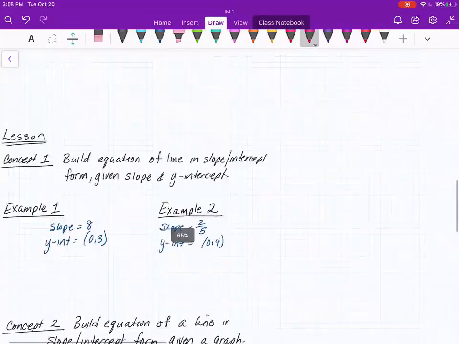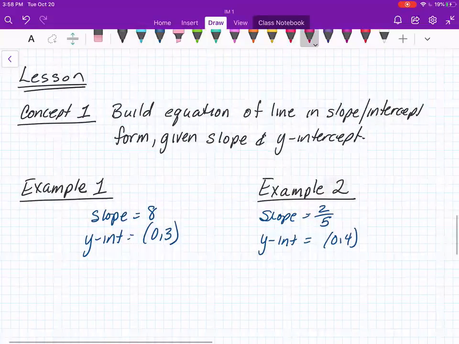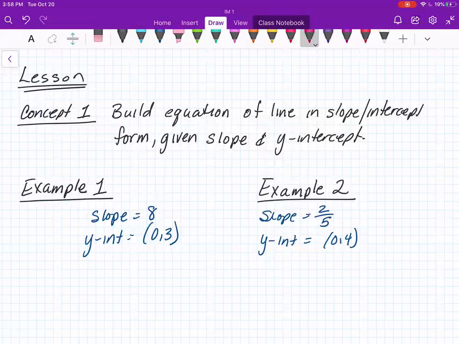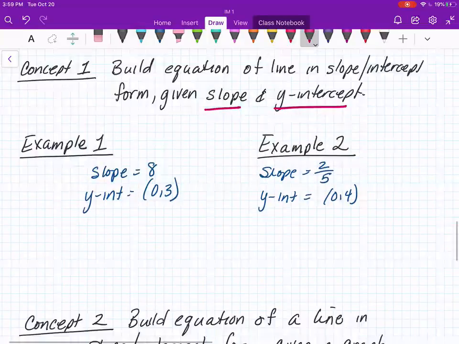So let's go through our lesson for today. Our lesson is building equations in slope-intercept form, equations of a line. And the first way we're going to do it is if we are given the slope and the y-intercept. And honestly, this is really pretty simple. All you have to do is plug it in. Now, I've written the steps. Did I write the steps? No, I guess I didn't write the steps.